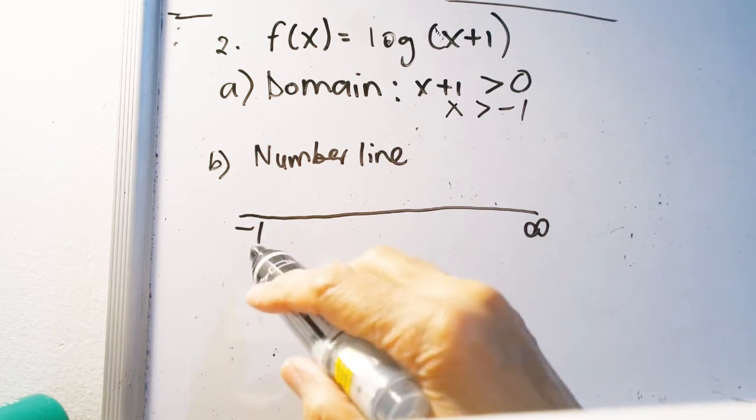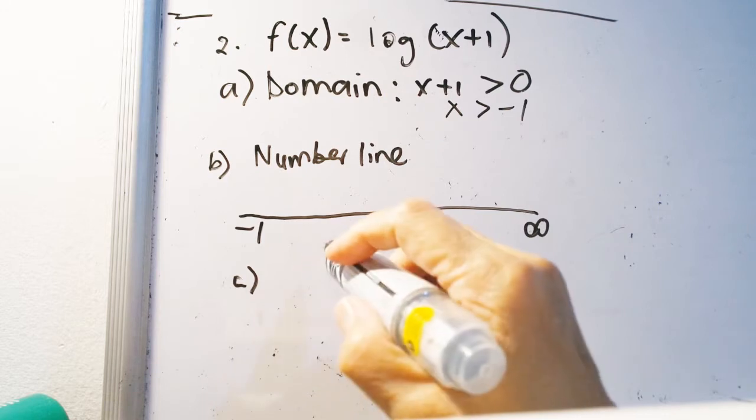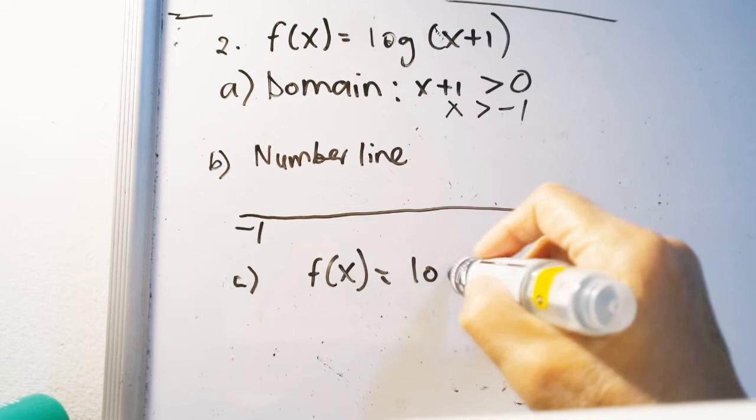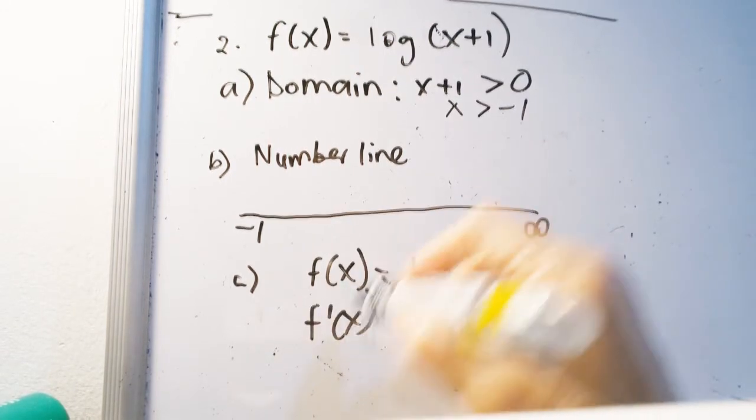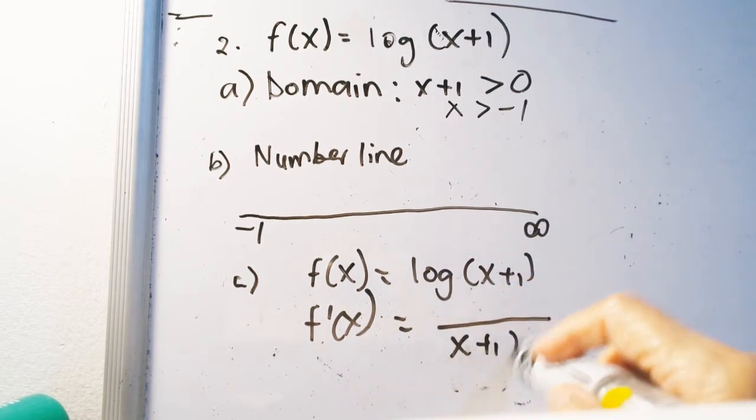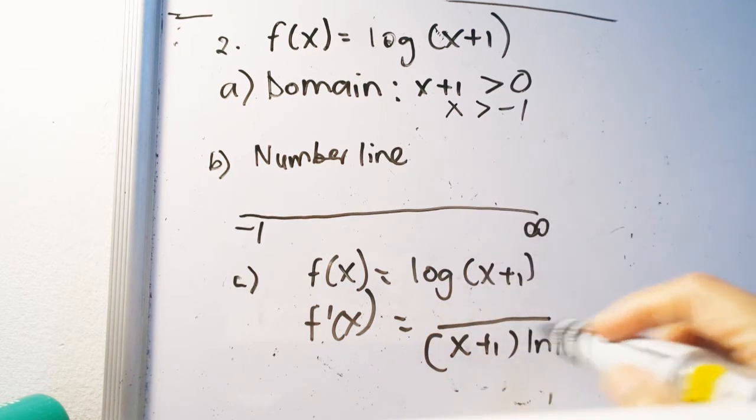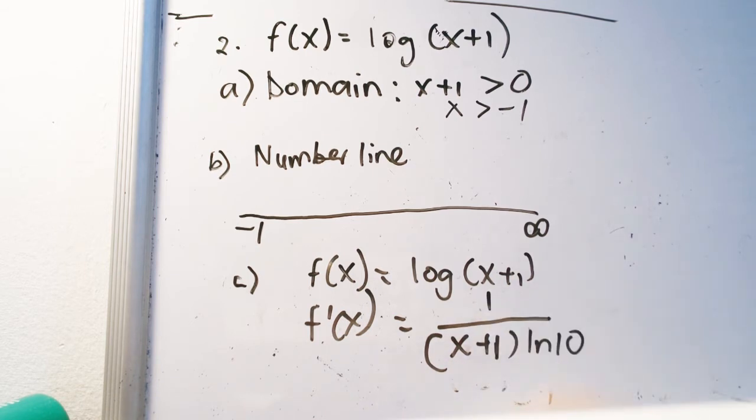Okay, the next thing we need to do is to differentiate log of x plus 1 to find the slope function. So f prime of x equals, bring this x plus 1 down. This is base 10, so we have ln 10. Differentiate x plus 1, get 1. Okay, so we have 1 over x plus 1 times ln 10.